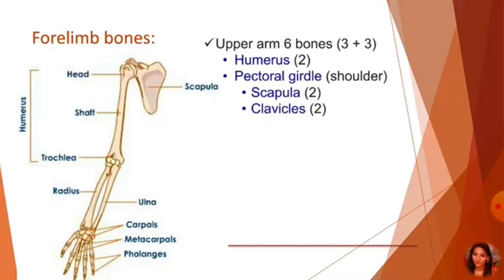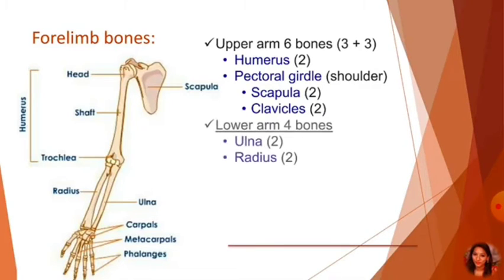Then the pectoral girdle, that is the shoulder area, consists of two bones, that is scapula and clavicles. They are also two in number as we are considering left and right hand. Then the lower arm has four bones. There are two ulna and two radius. So the lower arm consists of two bones in one hand, so four on both sides.